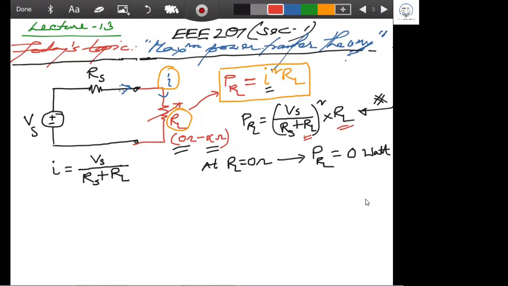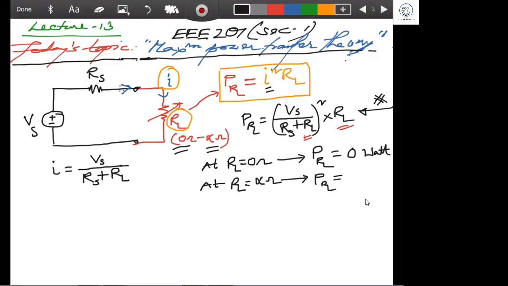Yes, sir. If it is clear, then you tell me the other end, that is if RL equal to infinity. If RL is infinity, then what will happen? Can you tell me now? Tell me, if it is infinity, I'm writing here again, at RL equal to infinity, then what happened? PRL at that time equal to what? What is your idea?